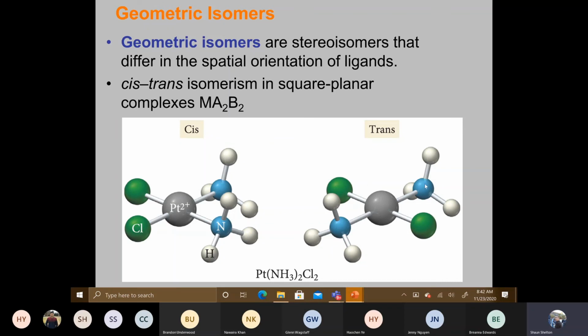So you can see, I like to think about this AABB. I just think about AABB being the cis, and then trans would be ABAB. Do y'all see how it rotates around for the trans? Do y'all see what I'm talking about here? Yes. All right, and then over here it'd be AABB. Just a quick way of remembering what's cis and what's trans.